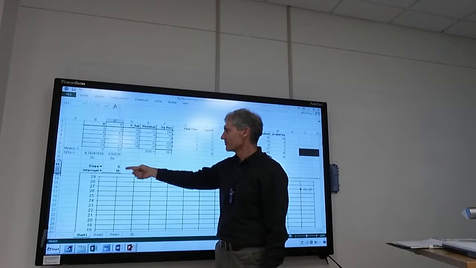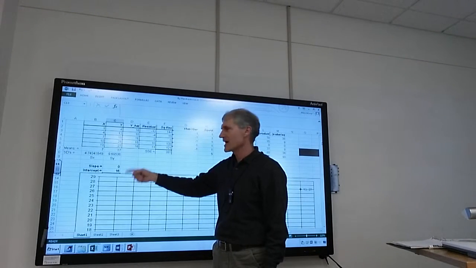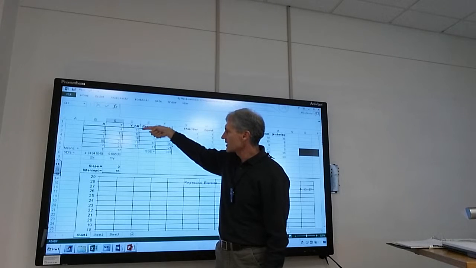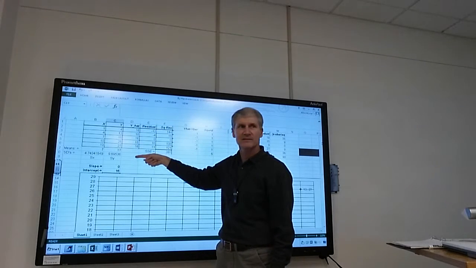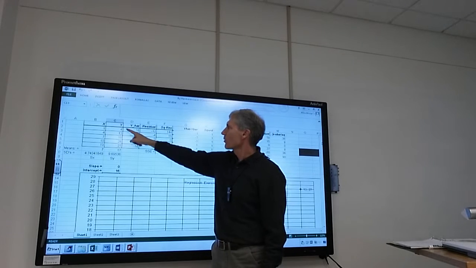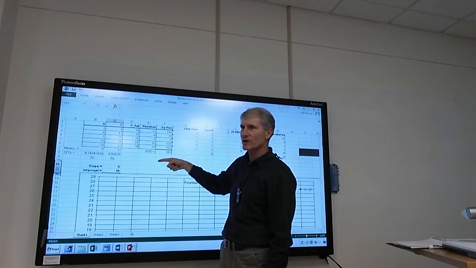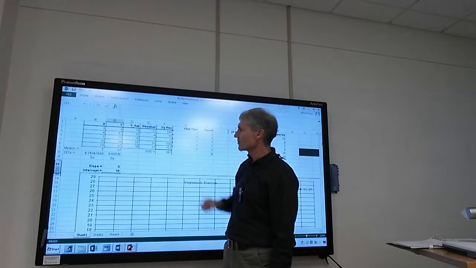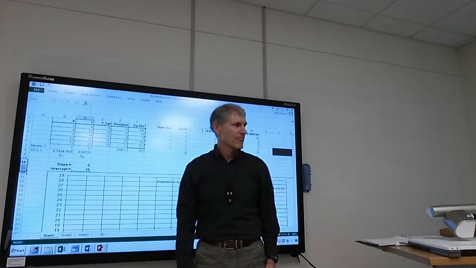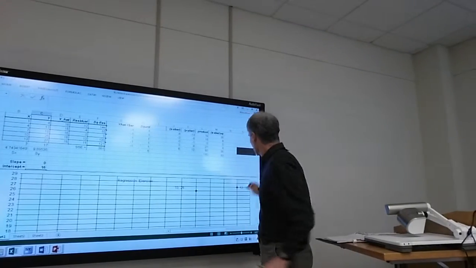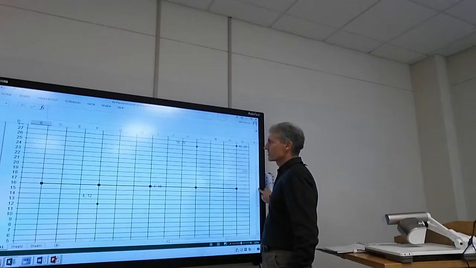You get 16, because you take 0 times x, add 16, you get 16. In fact, you get 16 for all the y hats. The residual is y minus y hat, so that's a negative 12, a negative 4, 0, and so on. Square them, you get these numbers, sum them up, you get 381. Now, obviously, you could probably do better.